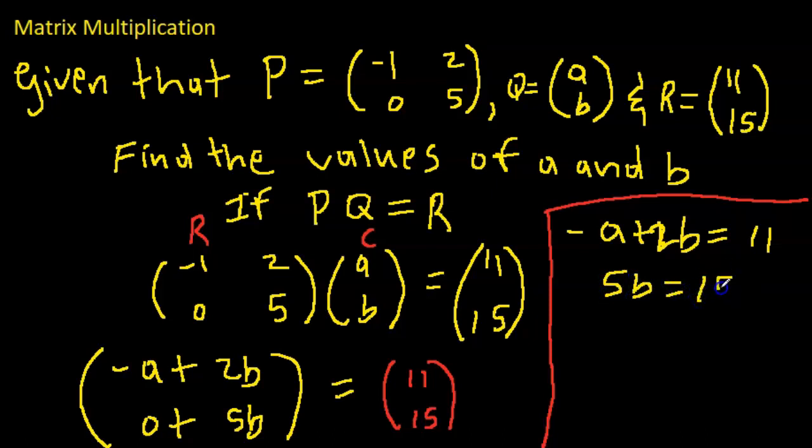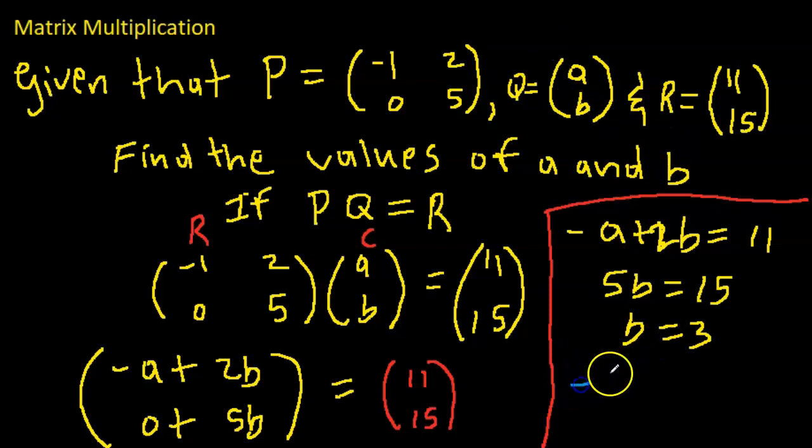And if 5 times B equals 15, what's the value of B? Divide both sides by 5, so the value of B is 3. And then to get the value of A, we can substitute it into this one. Remember, we have that negative A plus 2B equals 11. So substitute it into the top there.